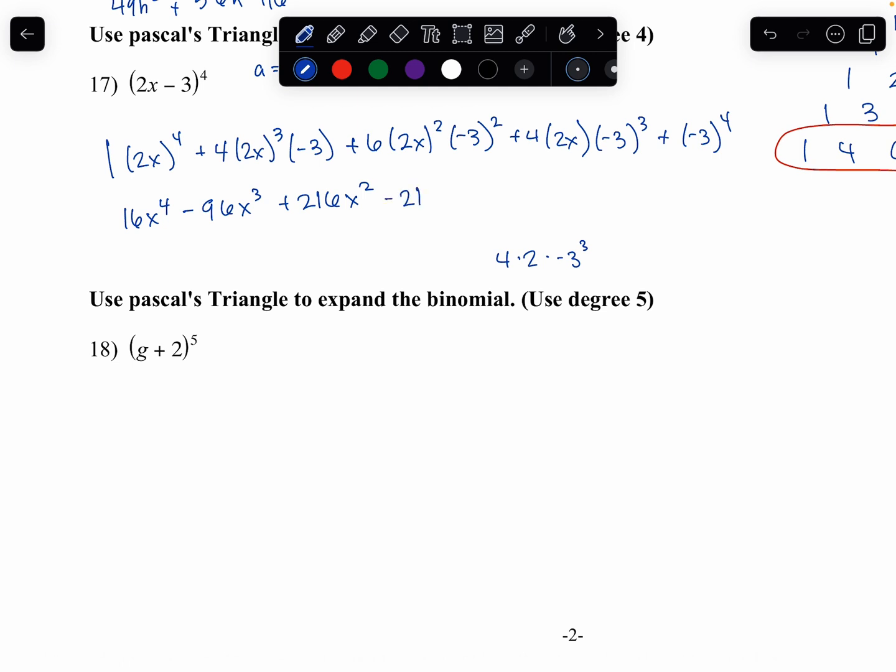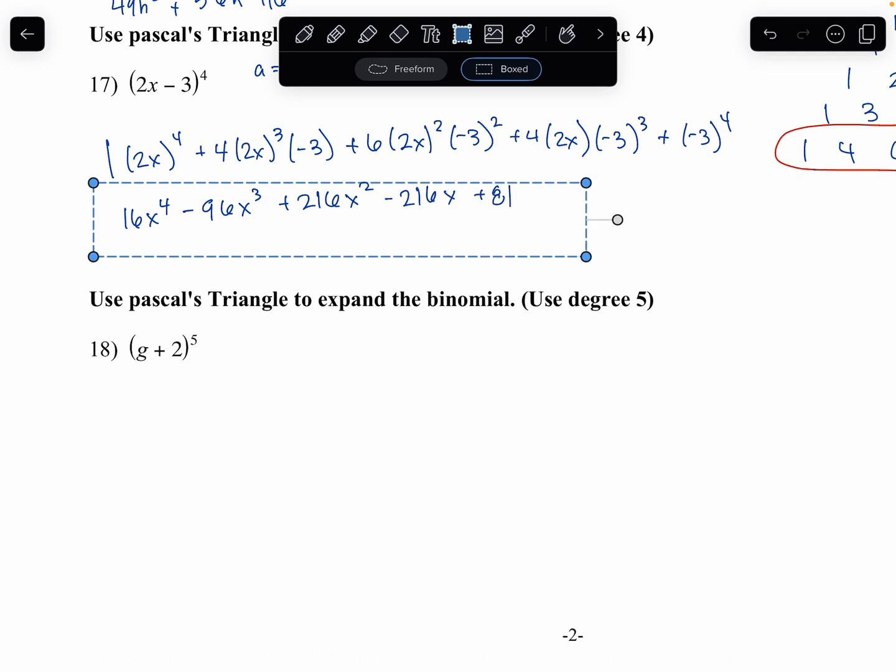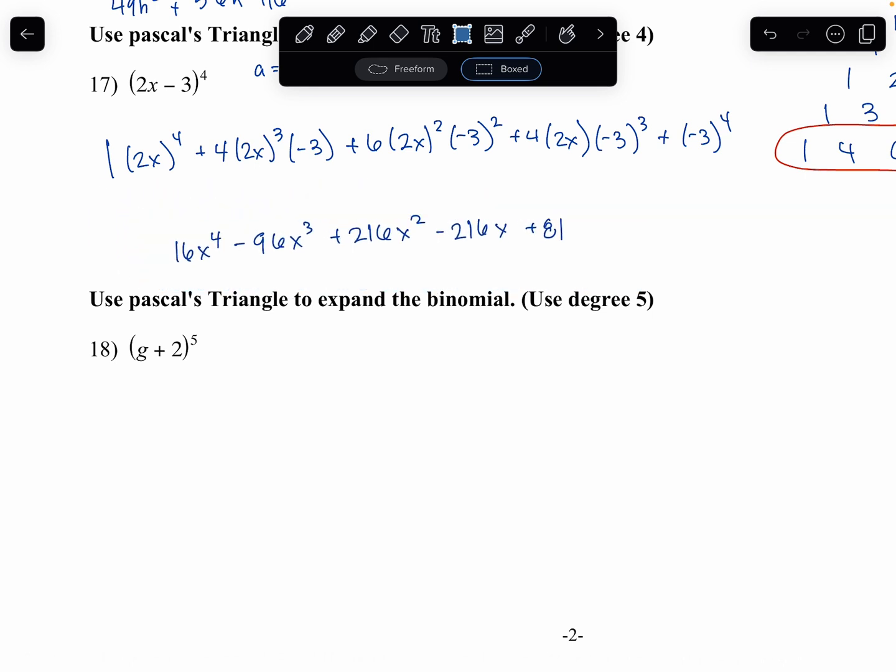So negative 216, and then we're going to have x to just x. So you can see here that x is only to the power 1. And then negative 3 to the fourth is going to be positive 81. So plus 81, and there we go. We have our expanded binomial right here.